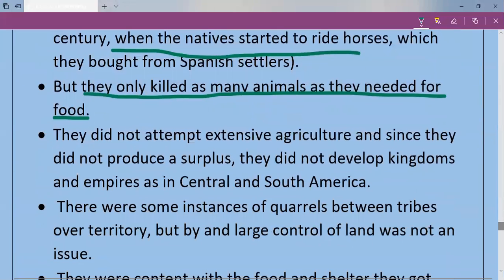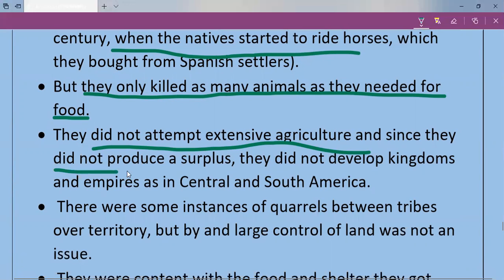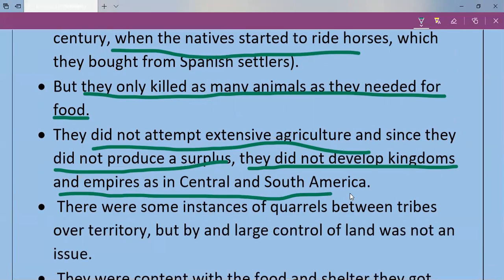They did not attempt extensive agriculture. There was no commercial farming, no farming for export and import. They cultivated for their own consumption, subsistence farming only. Since they did not produce a surplus, an additional quantity, they did not sell, they did not buy, no market was there, and they did not develop kingdoms. They lived in groups, but no king, no queen, no political power, no looting, no attack, no war. Such things did not exist.